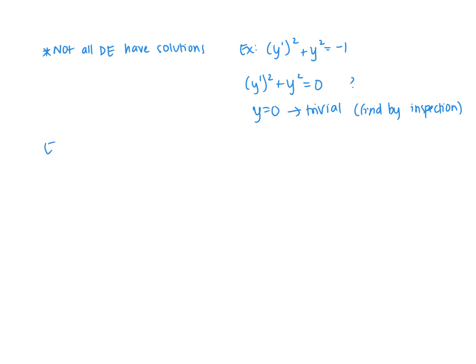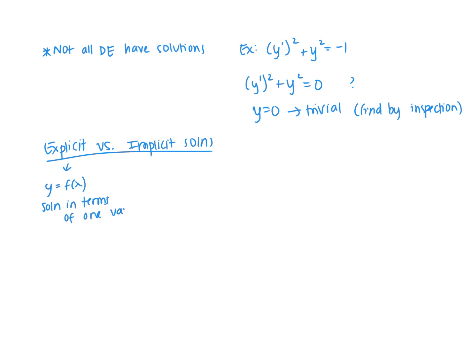Next thing about solutions, there's two different types of solutions. There are explicit and there are implicit solutions. And these are exactly what you've seen before for explicit and implicit. Explicit can be written as y equals f of x. So this is going to be a solution in terms of one variable. An implicit solution is going to have your variables on the same side.